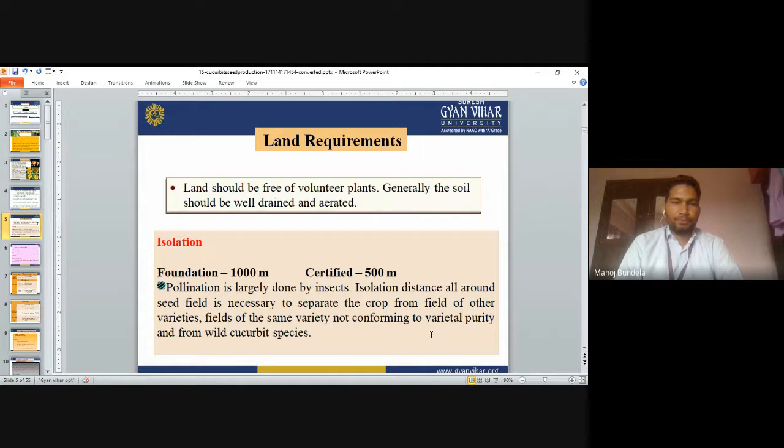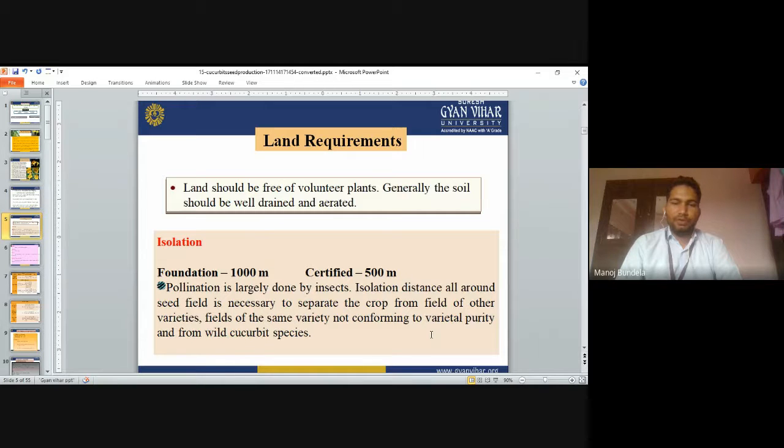1500 meter. Pollination is largely done by insects. Isolation distance all around the seed field is necessary to separate the crop from other varieties. So why do we maintain the isolation distance? To separate the crop from the other variety, meaning we are growing different varieties, so that the pollen will not fall on the particular variety that we are pollinating. So we maintain a proper isolation distance.